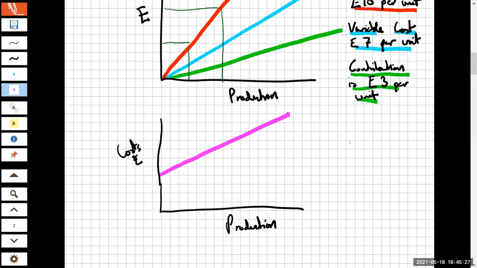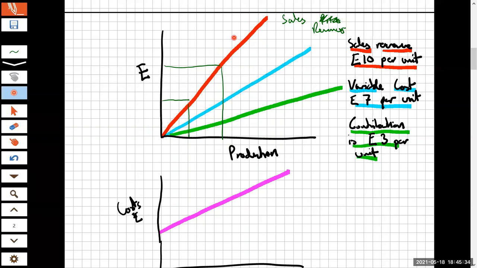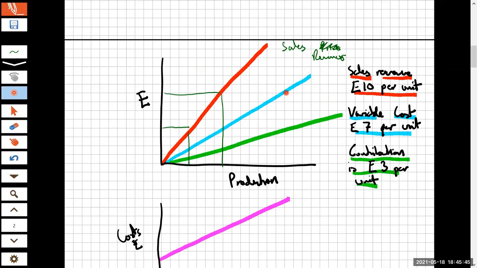So if you remember in this example above, what we did is we took the sales revenue here. Oh, got another person. Hi, welcome to the class. Actually, better be careful with GDPR, not to say too many names.